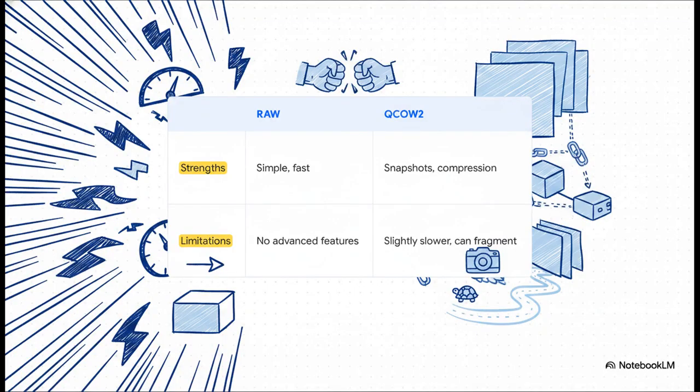So, let's just boil this whole thing down one last time. On one side, you've got RAW. Its best feature is pure, simple speed. Its main trade-off? No features. On the other side, you've got Qcow2. Its key feature is flexibility, especially snapshots. Its main trade-off is that tiny bit of performance overhead. It's the classic showdown, pure power versus versatile functionality.